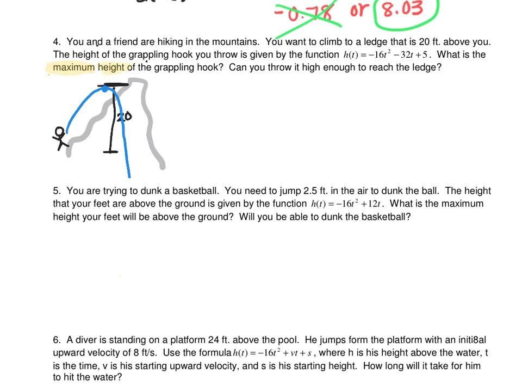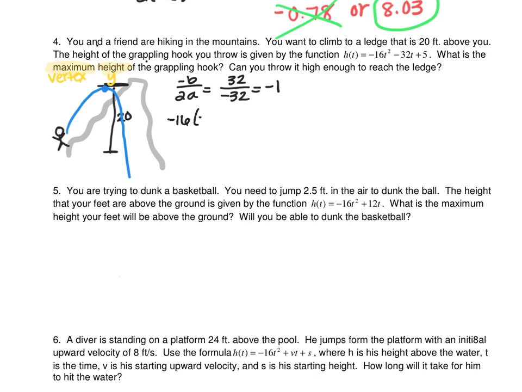So what I'm looking for in a maximum is the vertex. And since I'm looking for height, that's going to be the y value of the vertex. So the first thing I have to do is find the x value of the vertex. And that's going to be negative b over 2a, which is 32 over negative 32, which is negative 1. I'm going to plug that in.